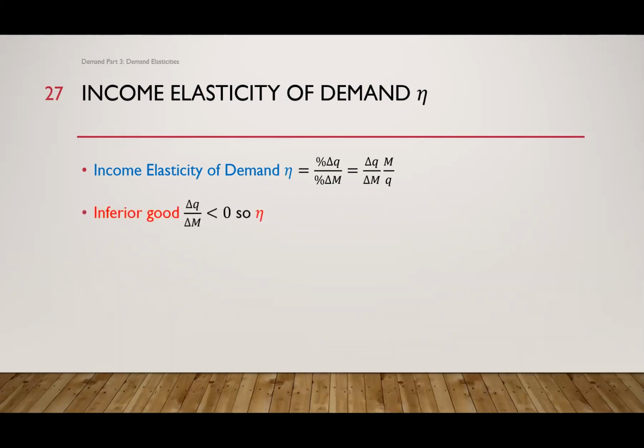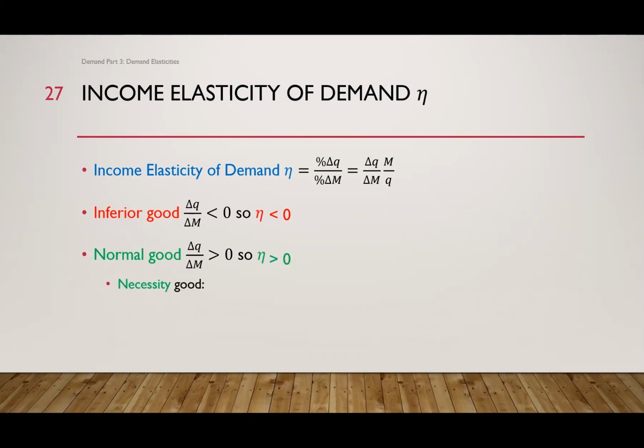Well, we already know that for inferior goods, the change in quantity demanded from the change in income is negative, right? If you make more money, you tend to consume less of these goods. These tend to be lower quality goods, right? So that means the income elasticity of demand is going to be negative. And likewise for normal goods, as your income goes up, you consume more of it. So we can see that the income elasticity of demand is going to be positive.